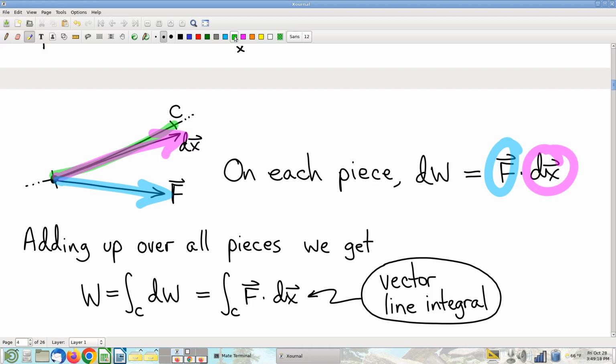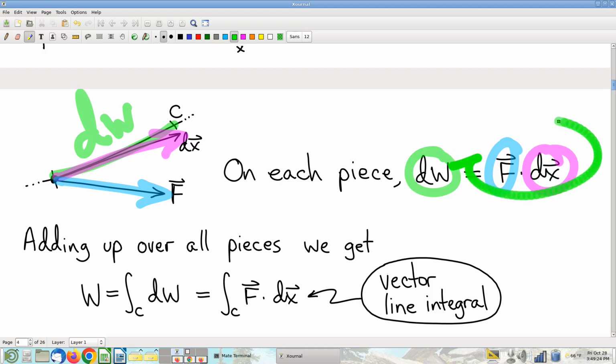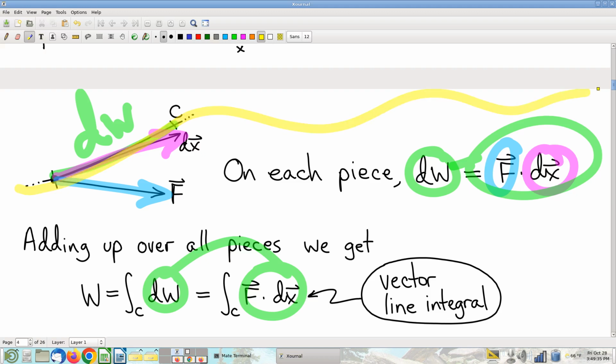Right? So the actual dW there, dW is F dot dx. And when I add up over the entire curve, whatever that entire curve is, adding up the whole thing, you get this expression right here.